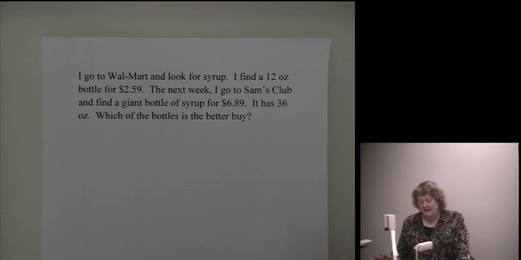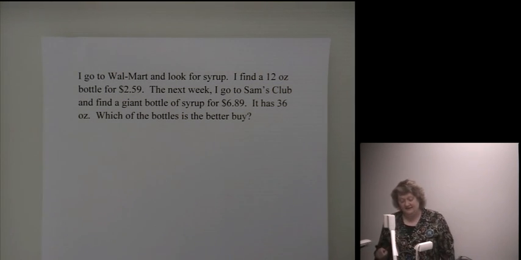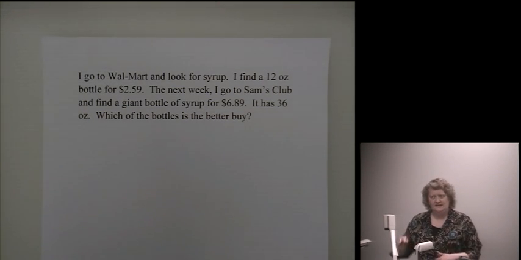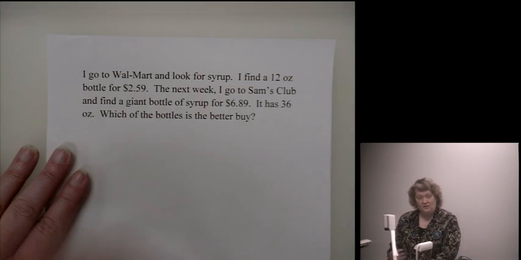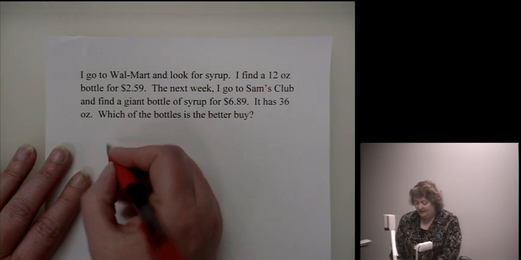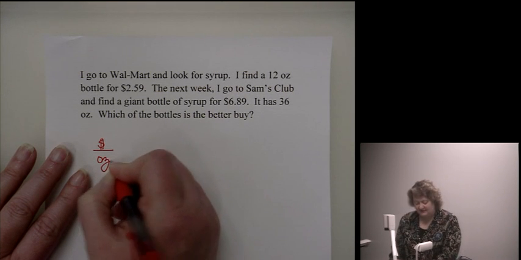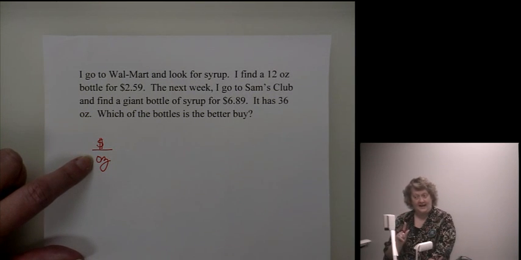So, am I getting a better buy by buying my maple syrup for my son's Eggos at Walmart, or am I saving money by buying the giant bottle at Sam's Club? And Sam's Club looks very tempting because it's the giant bottle and I don't have to go as often, but am I really getting a good deal? Well, the way to figure that out is to find the ratio of dollars to ounces, and then we want to reduce it to per 1 ounce.